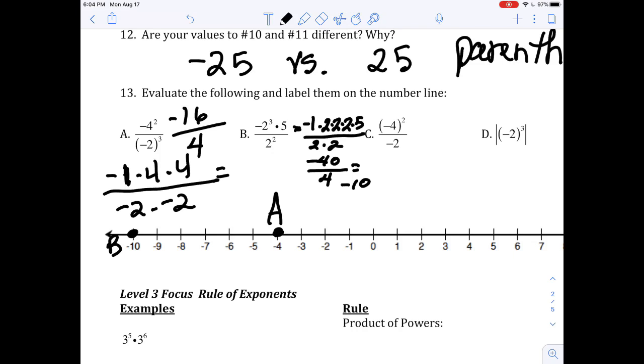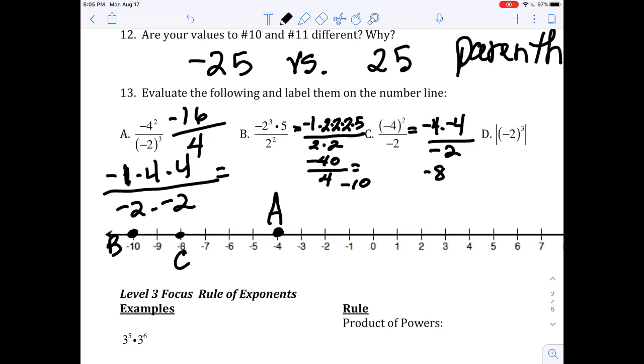C, because of the parentheses around -4, we are using -4 as a base twice. So that's -4 times -4 divided by -2. So that's going to be 16 divided by -2, which is -8. That's going to be our C.